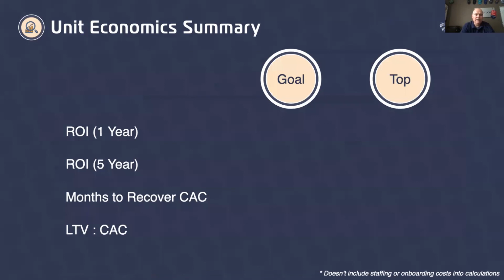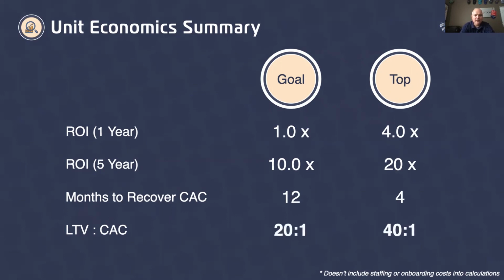All right, so let's do a quick little unit economics summary. So ROI, we are shooting for 1x, and top companies out there are doing a 4x. 5-year ROI, we're looking for a 10x as our goal. Best in breed companies are doing a 20x. CAC recovery, months to recover that CAC: our goal is to keep that under 12 months, or a year. The top companies out there are doing it in less than 4 months. And then the LTV to CAC ratio, the holy grail of all metrics, we're looking for a goal of 20 to 1, and the top companies are doing 41.